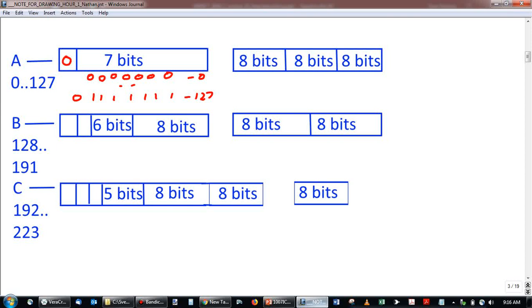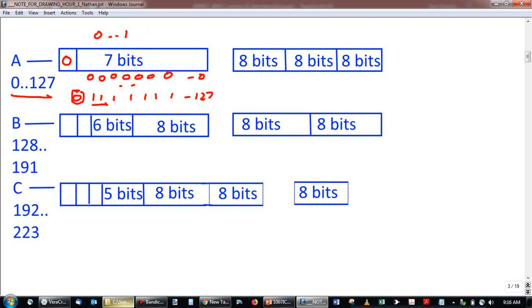Okay, the reason that's 127 is this is the 128's column. It's 0, and all the ones to the right are on, so it's 1 less than 128, which would be 127. So the range for the A networks, the first digit can be 0 to 127, which gives you potentially 128 different networks for Class A. Does that make sense? Okay.